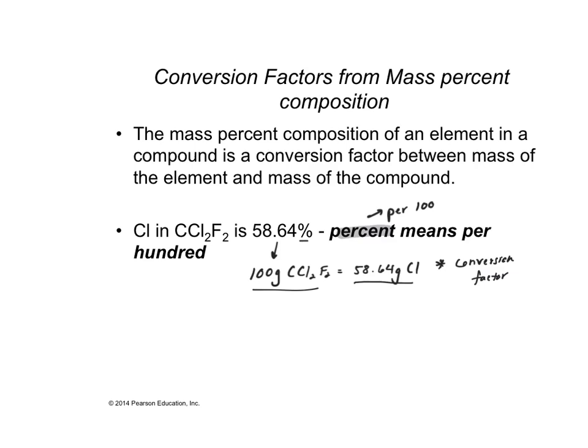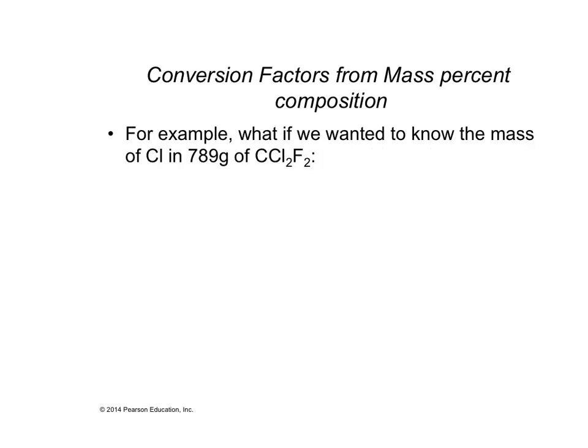Okay, we're going to be able to utilize this as a conversion factor in different types of problems. Okay, so how exactly would we utilize that? So let's say that we did have a specific mass of this compound. Let's say we had 789 grams of this overall compound. And we wanted to know, well then, how many grams of chlorine are there in this 789 grams?